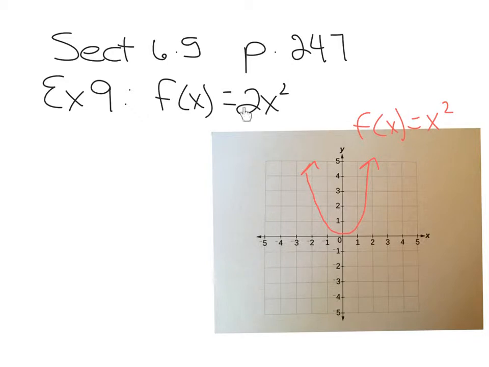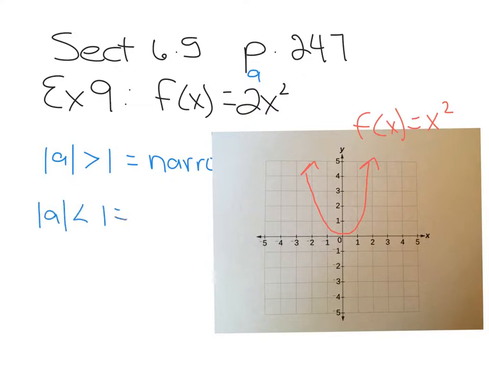When we start changing this coefficient, it affects how wide or how narrow this parabola is. So there is kind of a general rule that we're going to call this a. If the absolute value of a is greater than 1, then this parabola will be more narrow than the standard, which is this. If this coefficient a has an absolute value that's less than 1, this will be more wide.